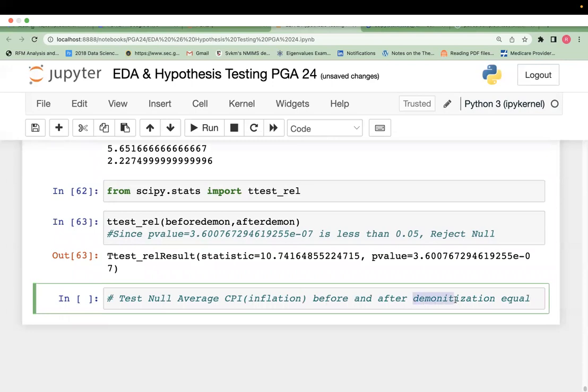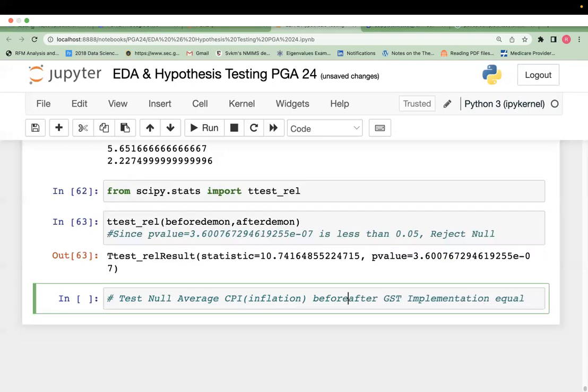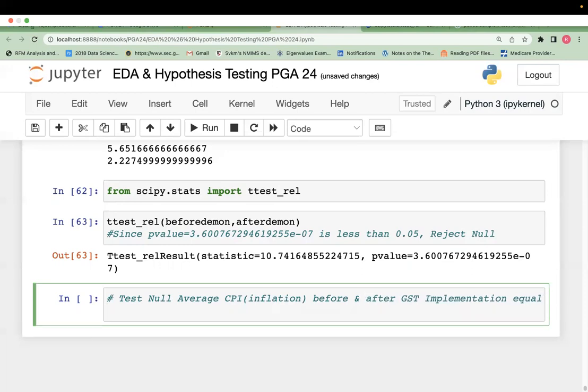Test null: the average CPI before and after the GST implementation is equal. Now GST was implemented in July 2017. Before GST, what was our monthly inflation?